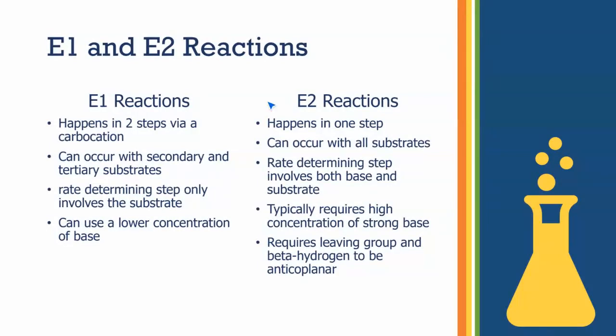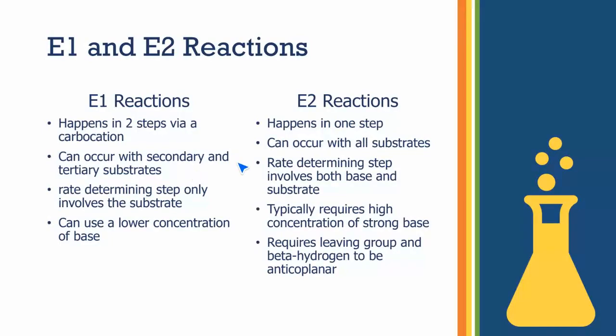But E1 reactions, similar to SN1, happen in two steps, and they have a carbocation. They can occur with secondary and tertiary substrates, because you can't form primary carbocations. The rate determining step only involves the substrate, which means the rate determining step is unimolecular, hence E1. And for E1, you can use a lower concentration of base, even though for both of these it has to be a strong base. A weak base won't work.